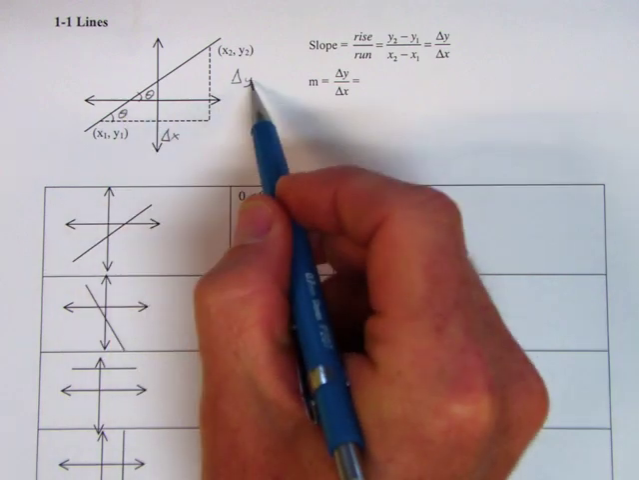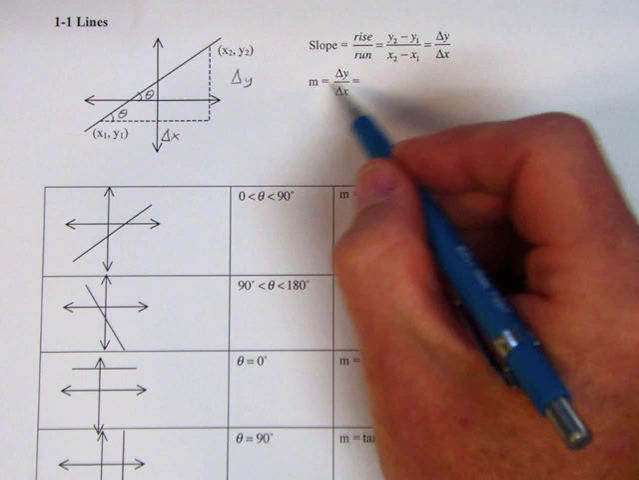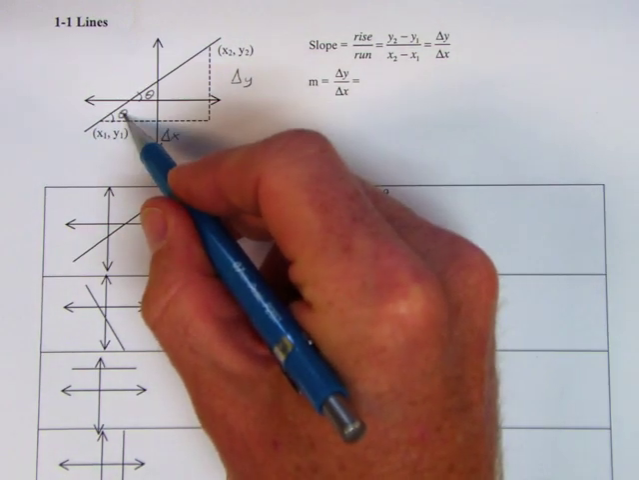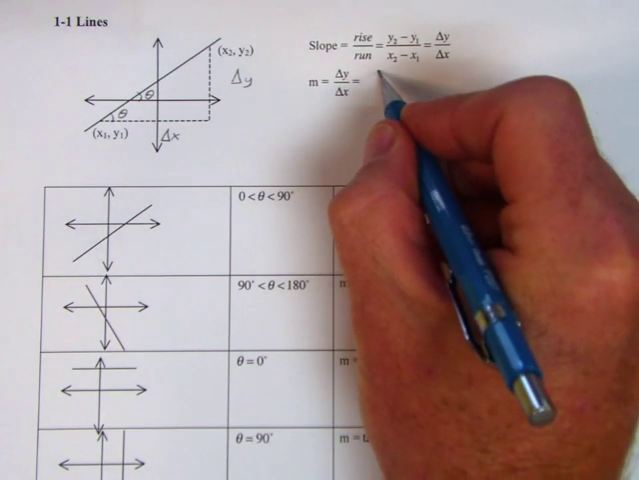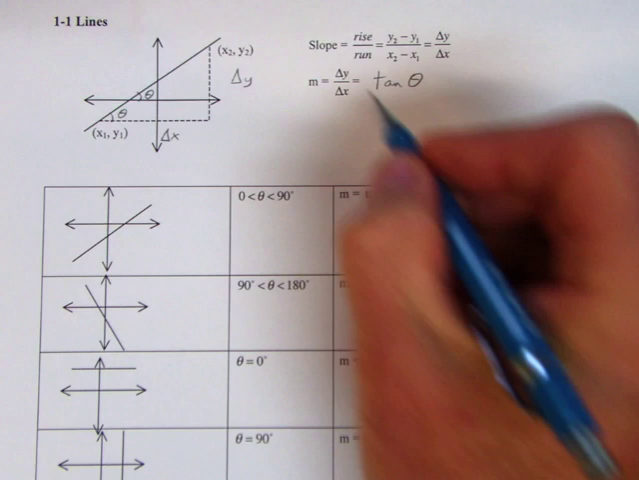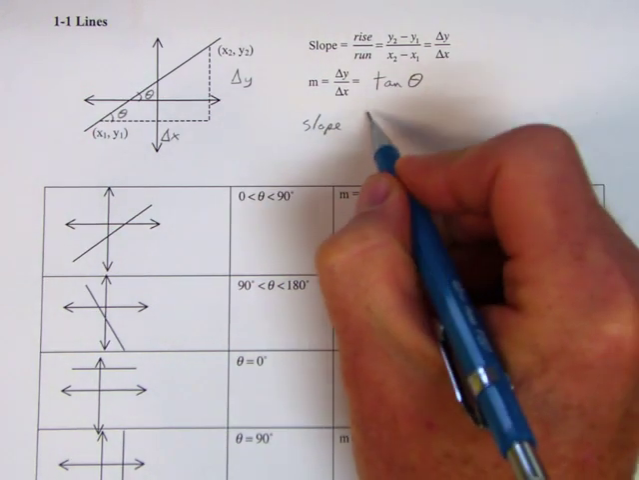Now what can you say about this big triangle? I have this angle, I have delta y, and I have delta x. So I know that the slope is delta y over delta x, but also in reference to this angle, we could call that the tangent of theta. This is something that you should know. It's another definition for the slope of a line.